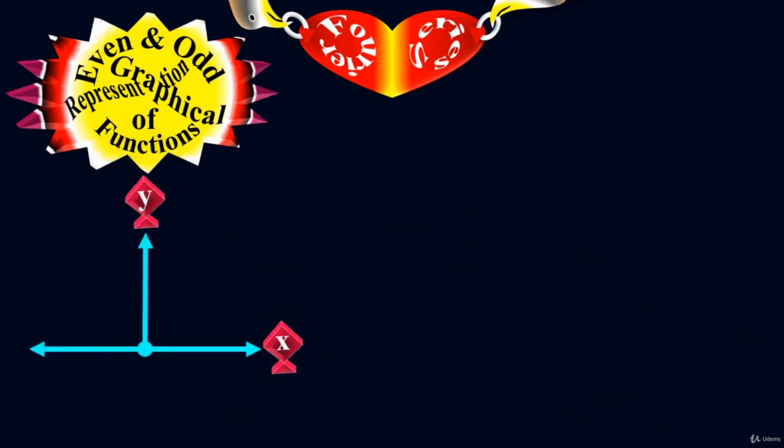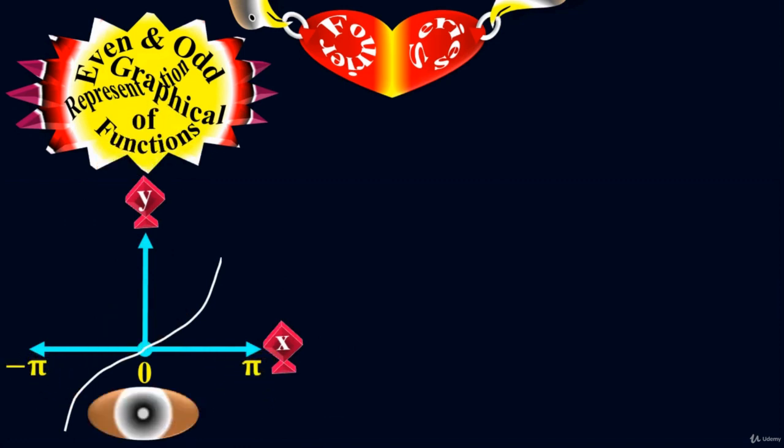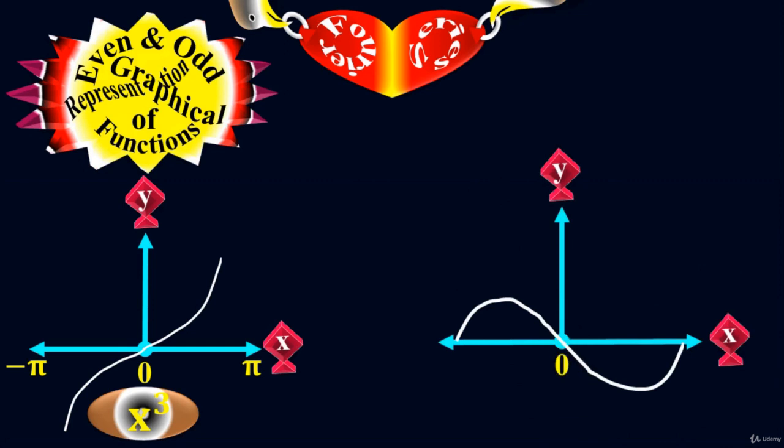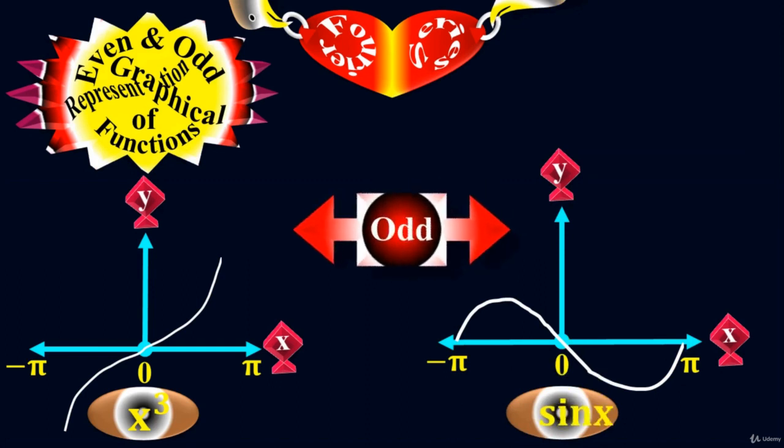Now let me take an odd function here. At origin 0, it ranges from minus pi to plus pi. It is a function of x cubed. This graph is a function of x cubed. Let me take one more odd function here. At origin 0, it ranges from minus pi to plus pi. It is the graph of sine x. These are odd functions. Why? Because they are symmetric at the origin. Remember, the even functions were symmetric at the y-axis. Odd functions are symmetric at the origin.